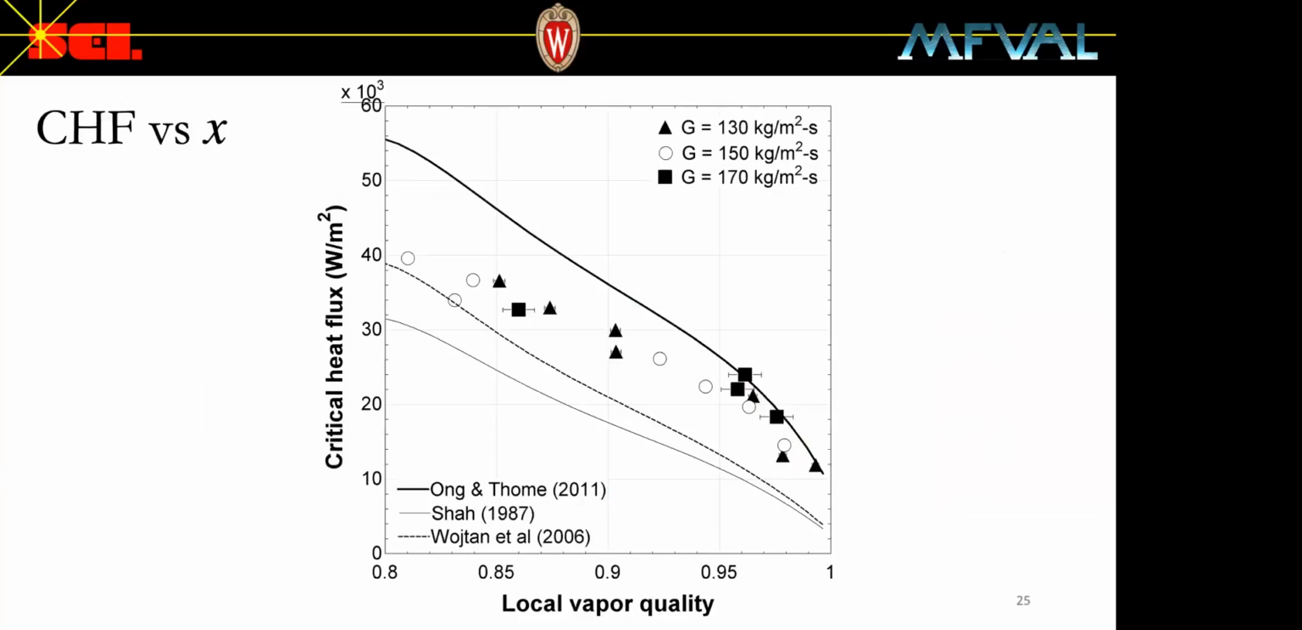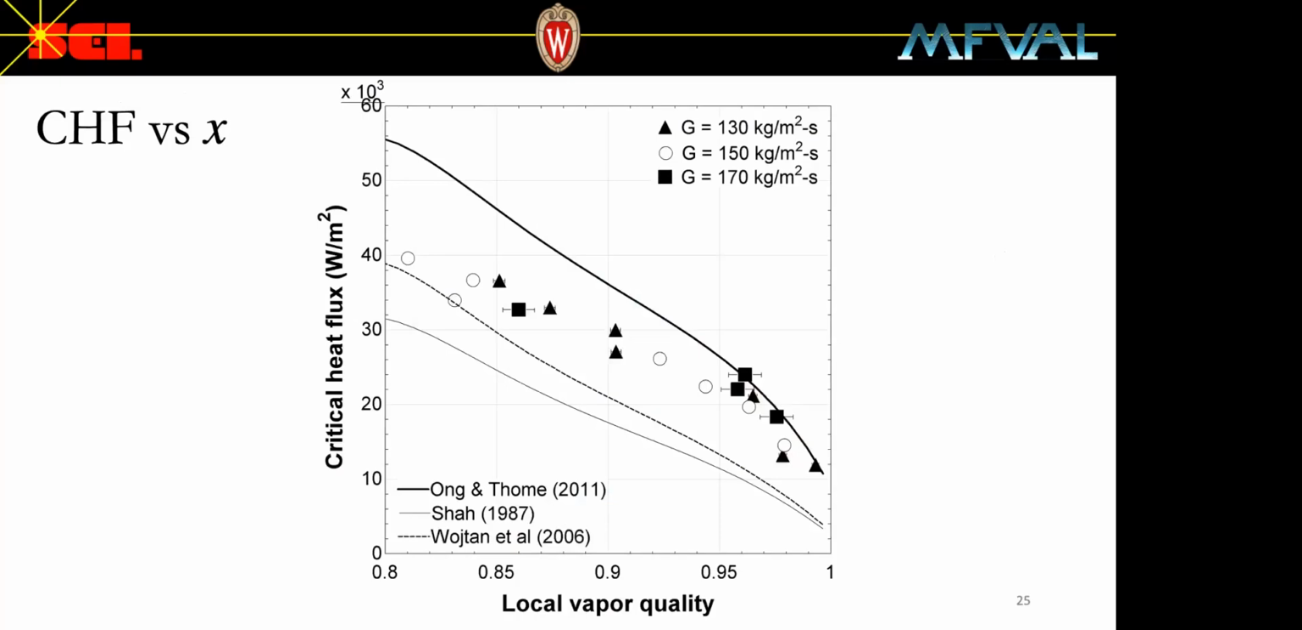So in this figure, experimental data for critical heat flux is shown as a function of local vapor quality for mass fluxes of 130, 150, and 170 kilograms per meter squared second. For the mass fluxes investigated in this work, there was no significant effect of mass flux on the value of CHF. So in this region, vapor quality dominates over mass flux.